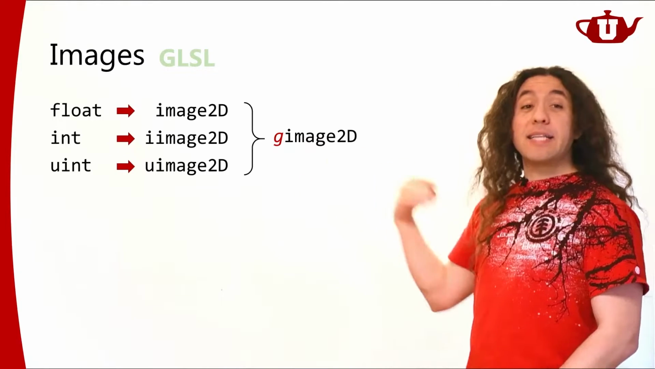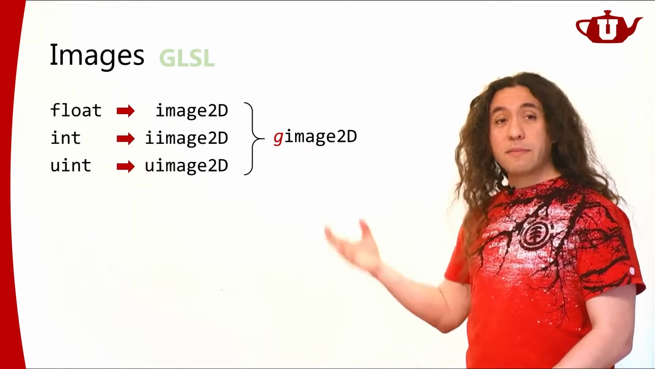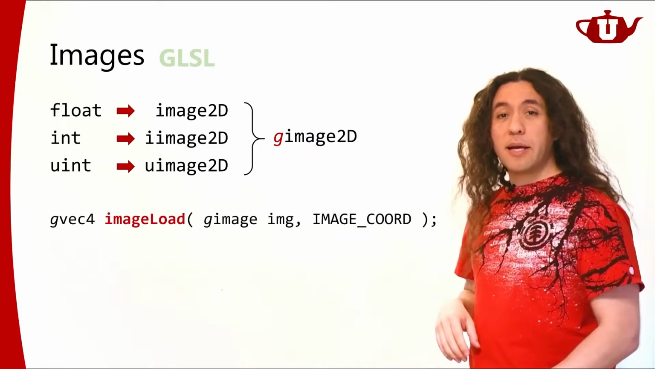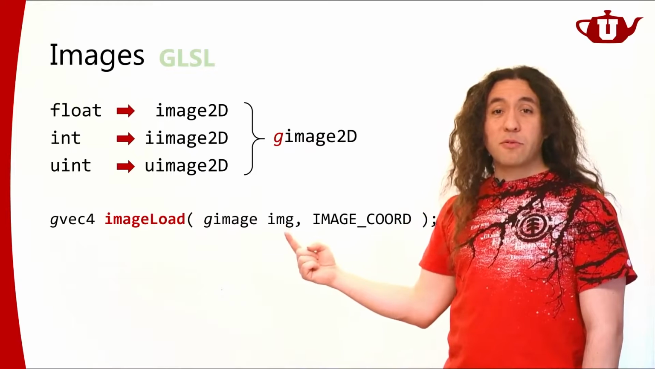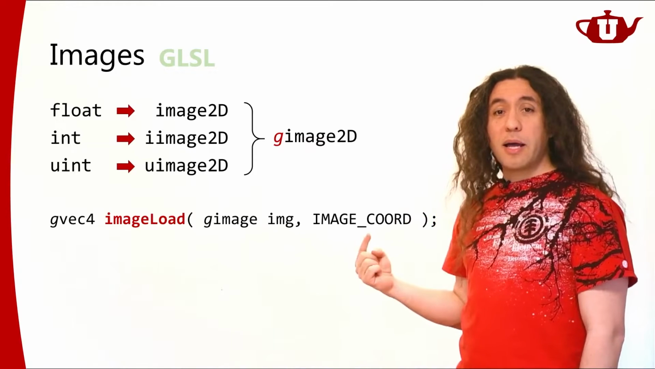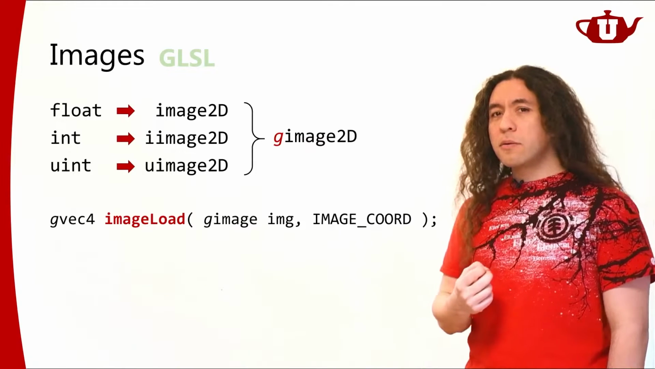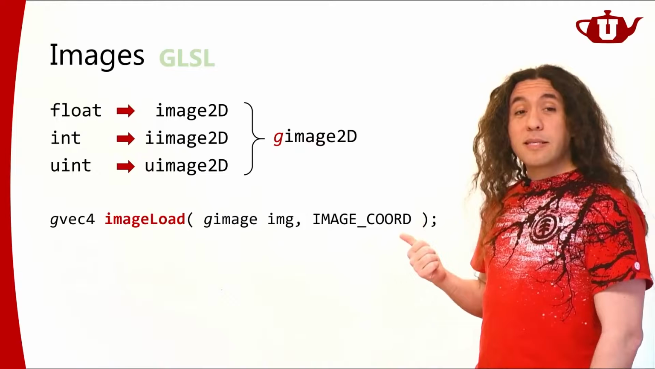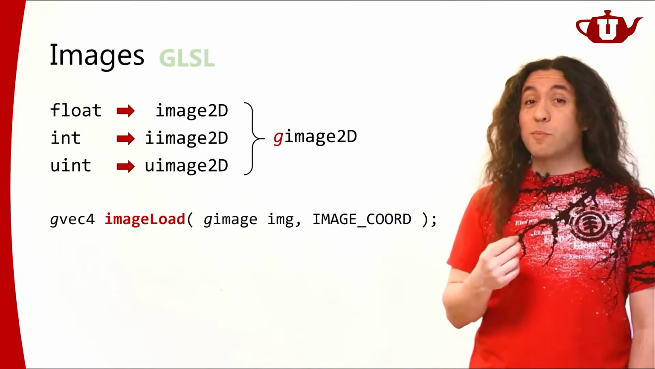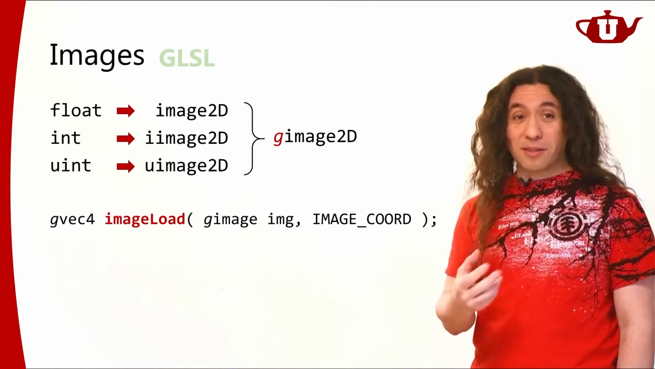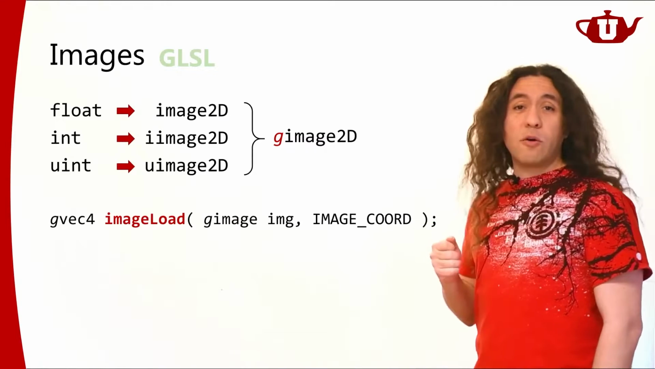This is how you can get data from images or write data. If you want to read image data, you can use this function, imageLoad. This is my image resource, and this is my image coordinate. So it's very much like reading a texture. There's a little bit of a difference though. This is not doing any texture filtering. Filtering was a very important thing for textures, right? We talked about this quite extensively. But for accessing images, I don't want to do any filtering.